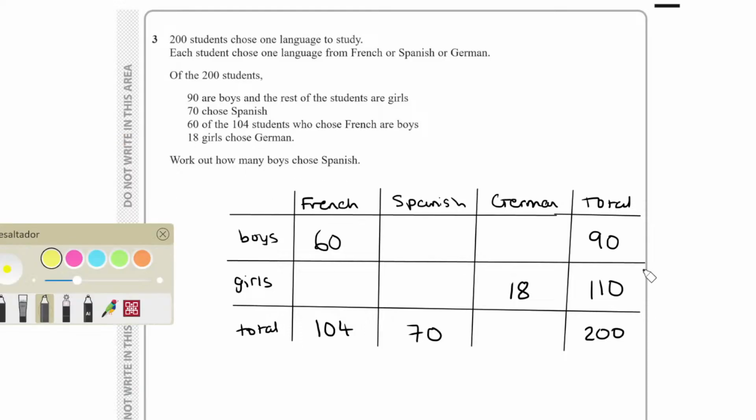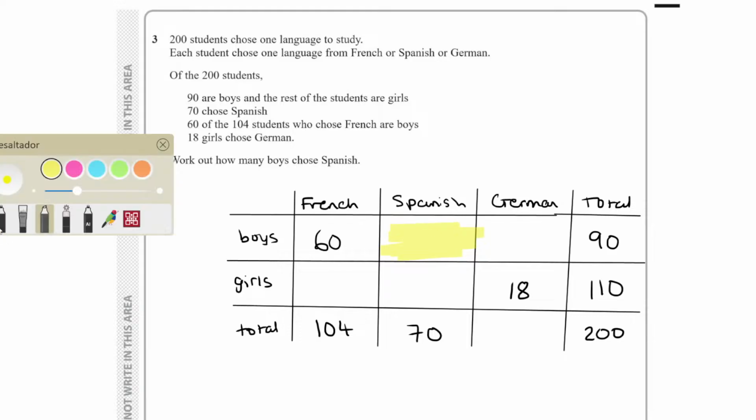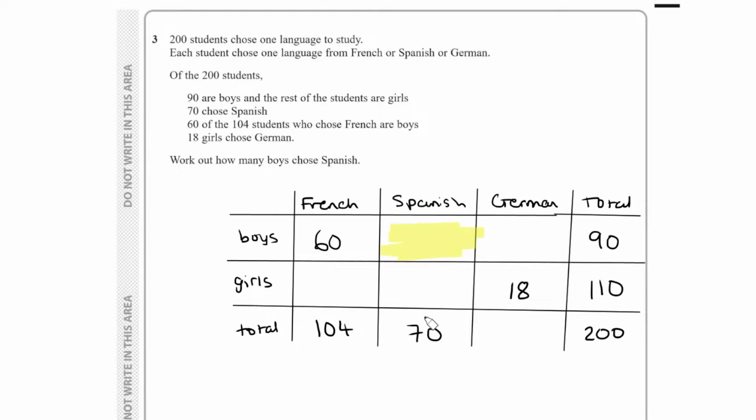And then you can figure out what's missing, or what they were asking for: how many boys chose Spanish. So effectively we want to know this one here, don't we? That's the one we're aiming for. And then you can just start filling in things that are missing. So for example, I know that I could work out how many girls chose French. That's 44, isn't it? And then do you see how it leaves me with just one gap here for the total girls. So we can add together the 44 and the 18 and take that away from 110, which gives me, I think, 48.